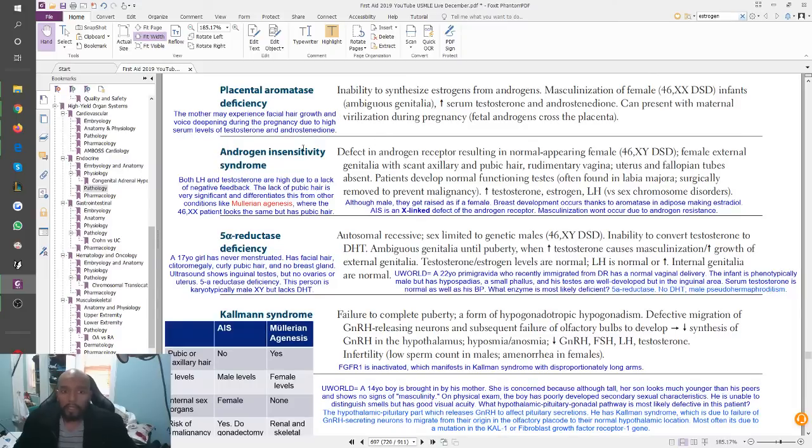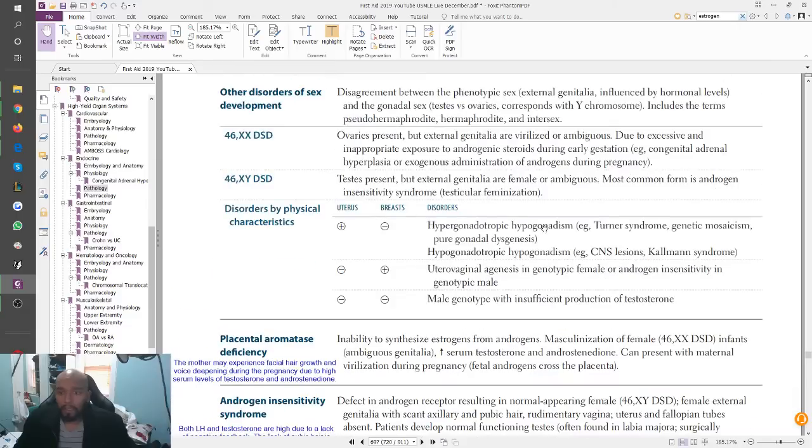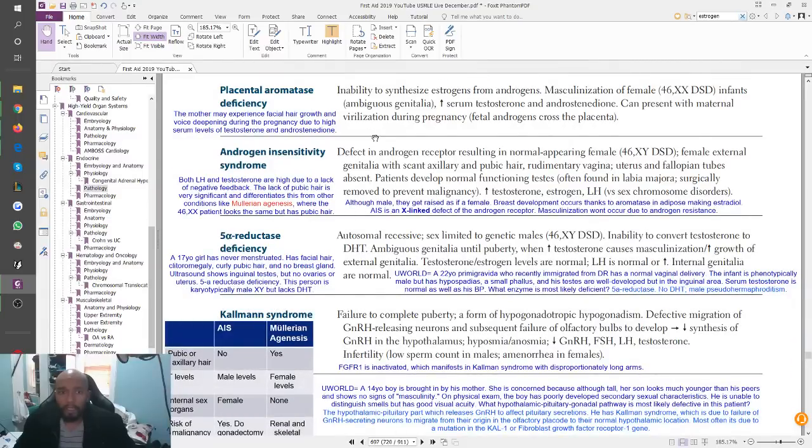The other one, androgen insensitivity syndrome, right? AIS. They told you right here that androgen insensitivity syndrome is pretty much the most common form if you have an XY with some kind of sexual development disorder. It's a defect in the androgen receptor resulting in a normal-appearing female, right? But they're actually 46XY. Okay, so these questions are usually pretty funky because the question is going to start with telling you something like a mother brought in her daughter, right? But it's a patient that's XY.